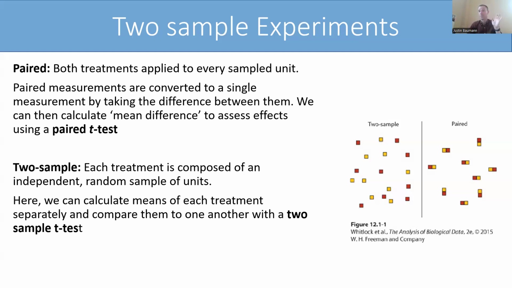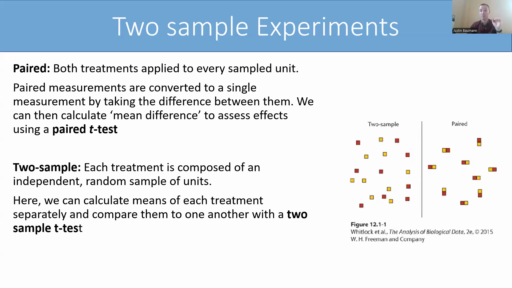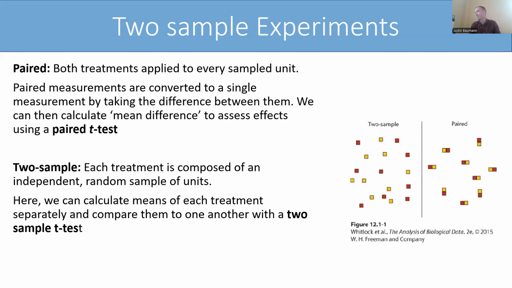Okay. I think I have an example of each. With the paired test, which is coming up first, this is what you do. The null hypothesis is that the mean change in some variable after treatment was 0. So here in our example, we might be measuring the effect of the orange treatment relative to the yellow control. So we basically do an effect size here. So orange minus yellow, the difference.